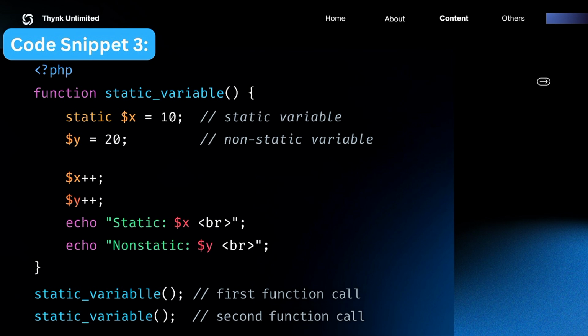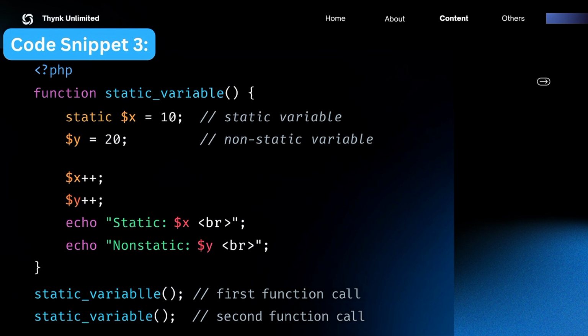This tiny example shows the core behavior. A static variable has local scope, you can't use $x outside the function, but an extended lifetime. It persists across function calls. A non-static local has both local scope and a short lifetime. It's reset on every call.